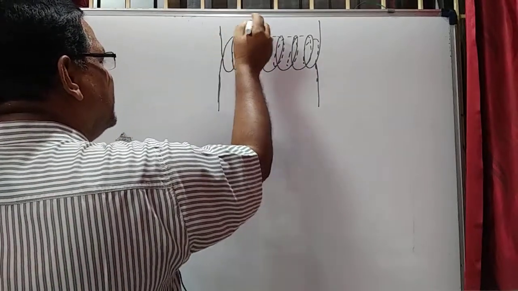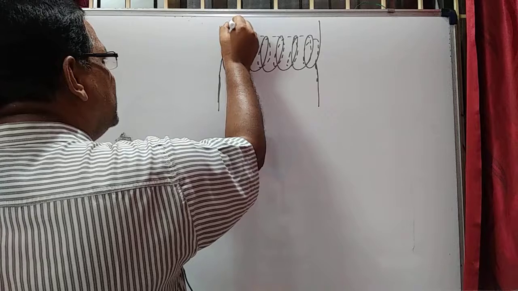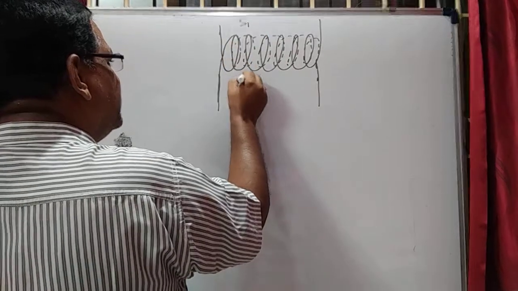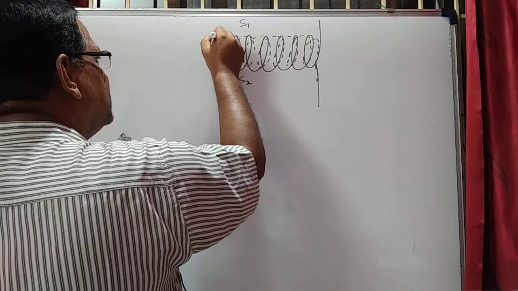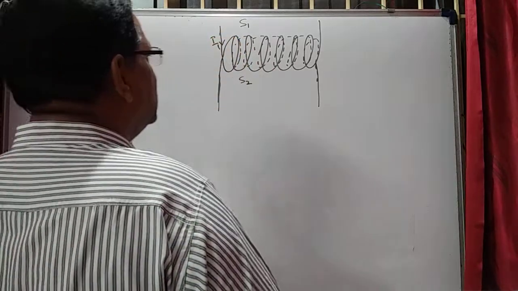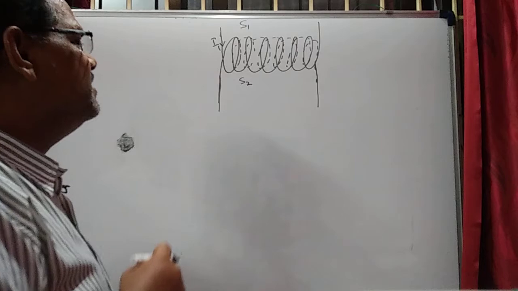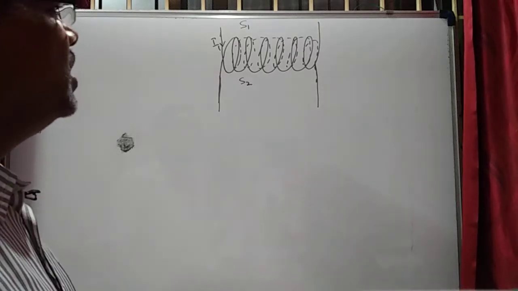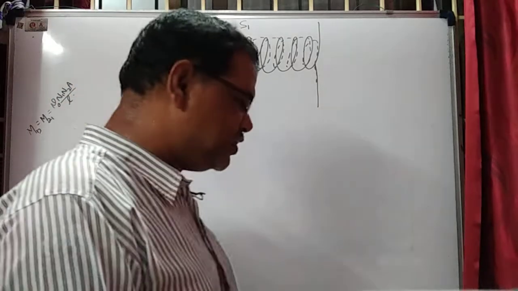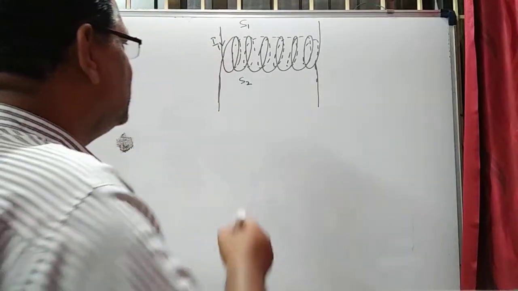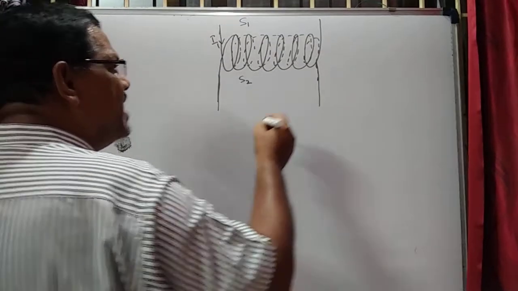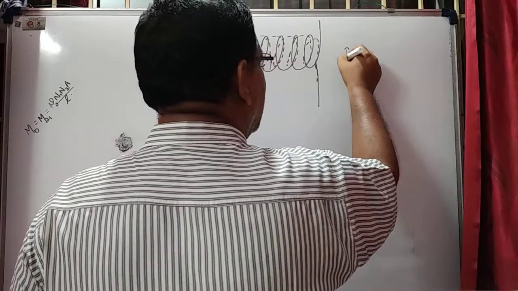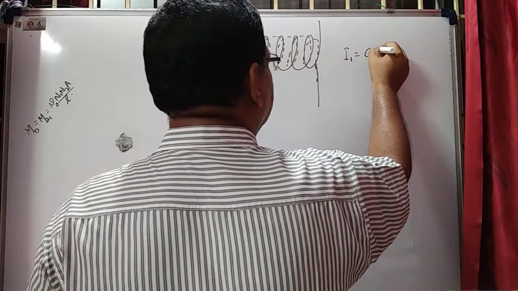And in the first solenoid, you can call it S1. This is S1 and this solenoid is S2. And in S1, the current flowing is I1. So what will be the mutual inductance of these two coaxial solenoids, because the axis is same, they have a common axis? So I1 is the current flowing through the solenoid.